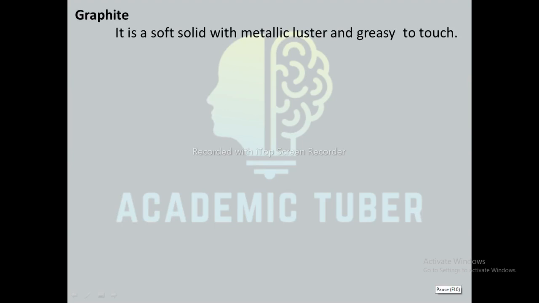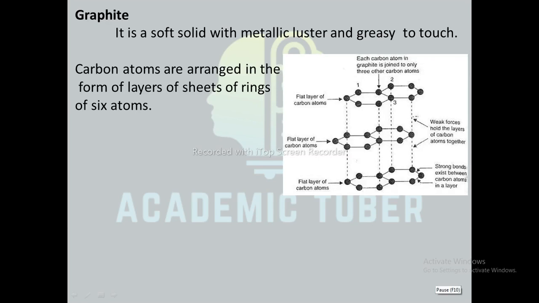Graphite. It is a soft solid with metallic luster and greasy to touch. It is a good conductor of heat and electricity. It is a black and opaque solid. It is made up of only carbon atoms, so its symbol is C. Graphite can be prepared by heating coke at a high temperature of about 3000 degrees Celsius in an electric furnace.